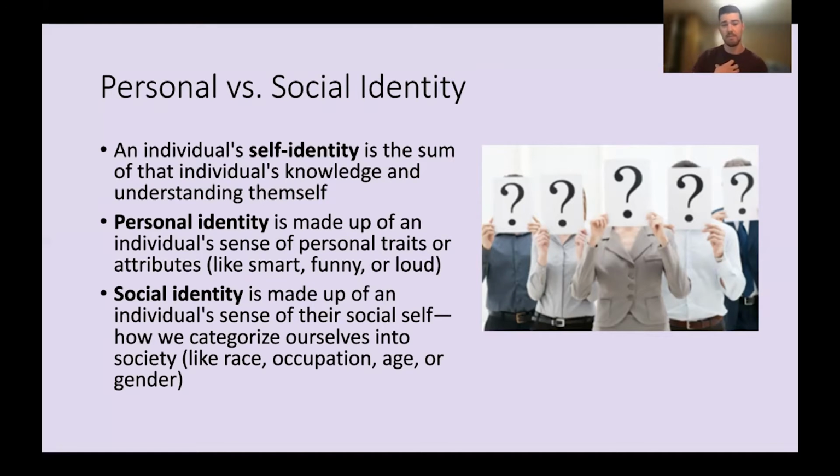It's not in the context of others, like social identity, which we'll talk about in a minute. With personal identity, we're just looking at ourselves, our characteristics, our behaviors, our tendencies, as opposed to social identity, which is made up of an individual's sense of their social self. That's how we categorize ourselves into society. Our race, occupation, age, and gender are part of our social identity, because these all tie us to different social groups, even subcultures. If you're part of a motorcycle gang, that would be part of your social identity too, because it's your identity in the context of others in a social setting.